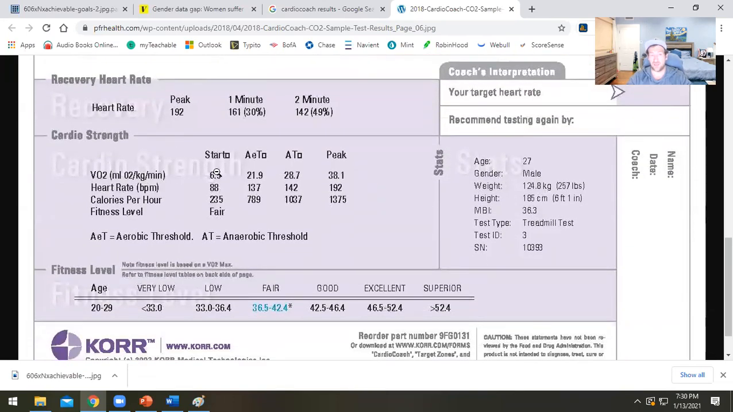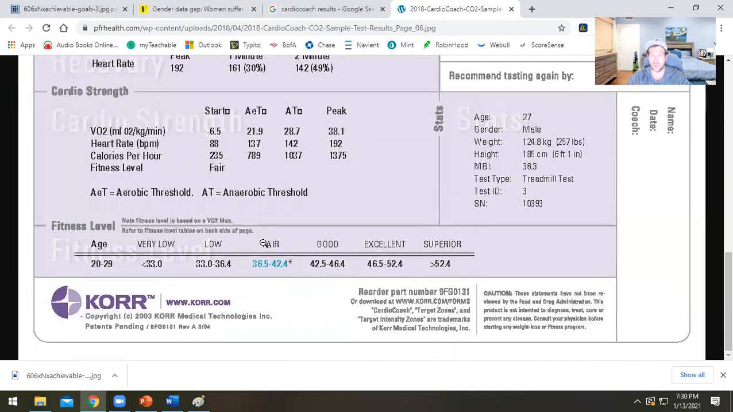You can even see how much oxygen they were actually consuming. So this person's in fairly good shape. They're not bad, not bad. They're consuming about 36 milliliters of oxygen per kilogram of body weight. Between 36 and 42, it's good. That's pretty good. The higher you get, the better.